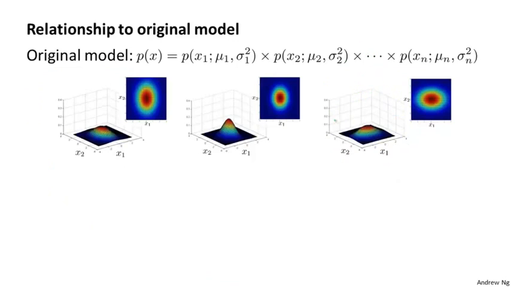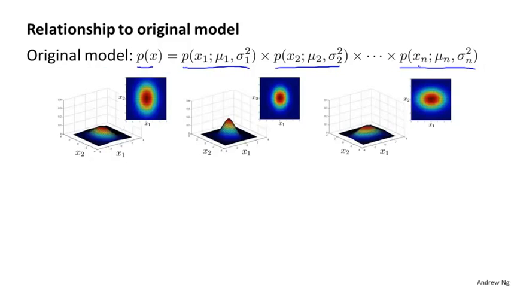Finally, it's worth saying a few words about what is the relationship between the multivariate Gaussian distribution model and the original model, where we were modeling P of x as a product of P of x1, P of x2, up to P of xn. It turns out that you can prove mathematically, I'm not going to do the proof here, that there's a relationship between the multivariate Gaussian model and this original one.